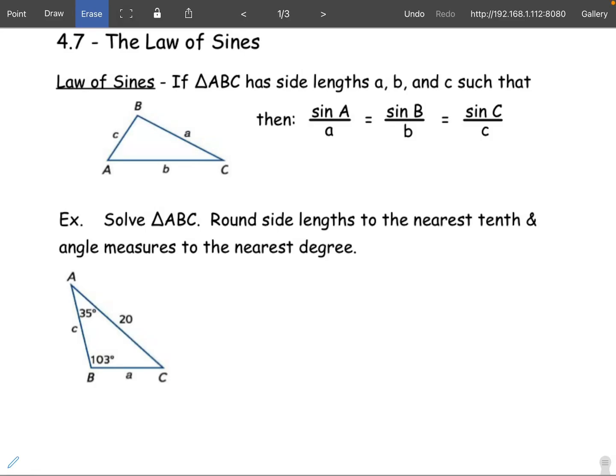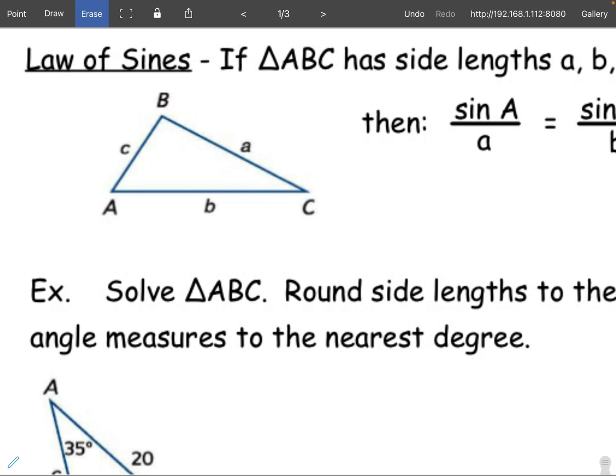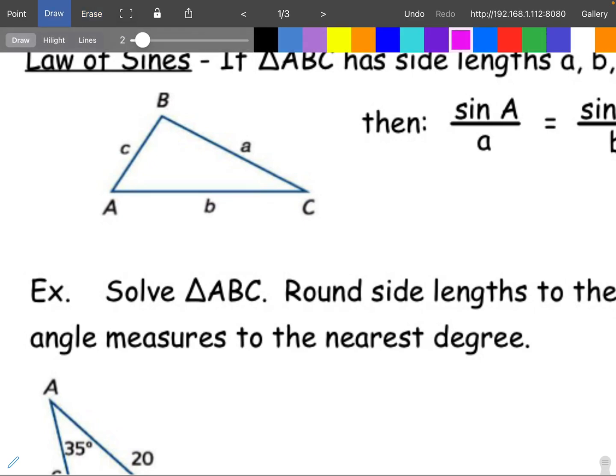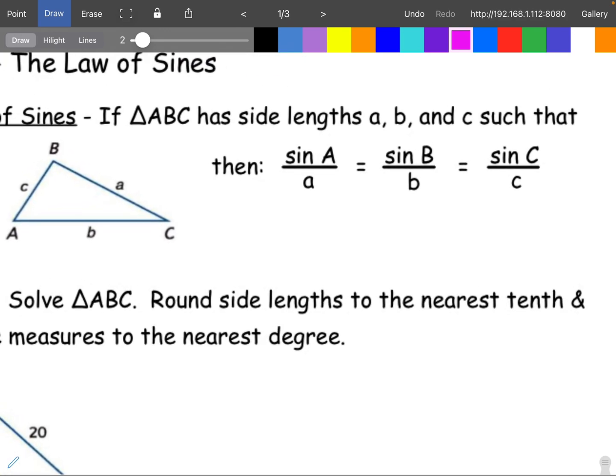All right, we are going to look at the first part of 4.7 tonight, the law of sines. So, before we even start in on the law of sines, we want to talk about how to properly set up our triangle because it makes a big difference. So in our triangle, we are going to have an angle A, B, and C, which is why we call it triangle ABC. And then we are also going to have side lengths that are A, B, and C.